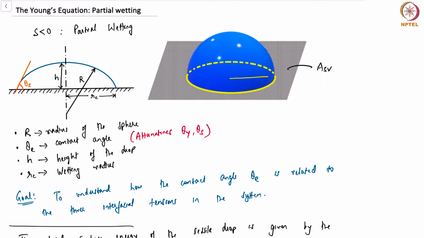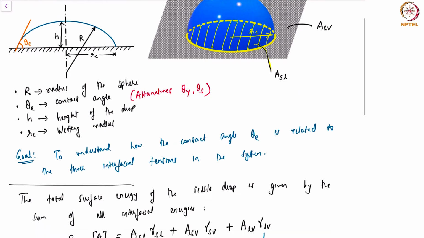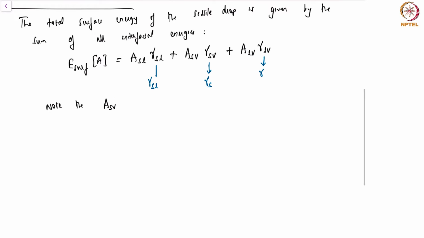And what is the part of the surface? For example, if this is RC, then this region here that I'm shading now is the solid liquid region. So I can write down the total solid vapor that I'm interested in as A total minus A solid liquid. A total is the entire surface area of the solid minus the hole that's present on the solid, which is now covered by a liquid, right?